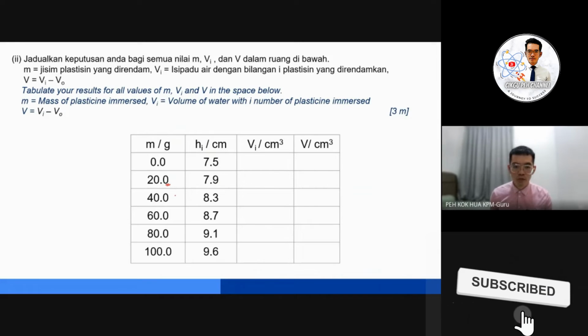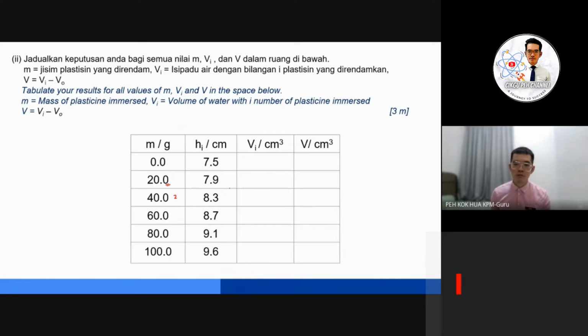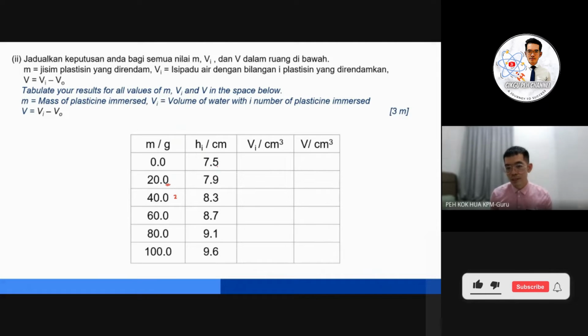So the 40 gram is referring to 2 pieces of the plasticine put in, and the water level height will be increased to 8.3. And as I mentioned just now, the sensitivity of the ruler can be 1 decimal place or 2 decimal place.